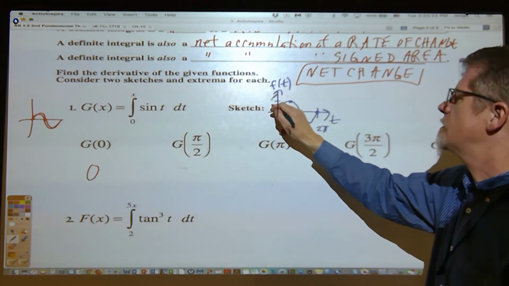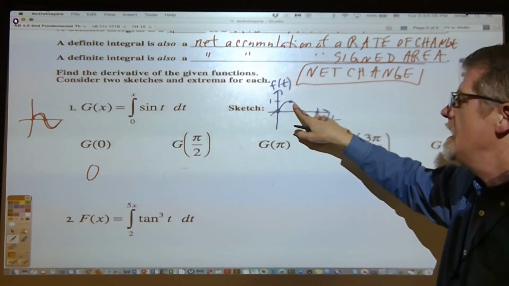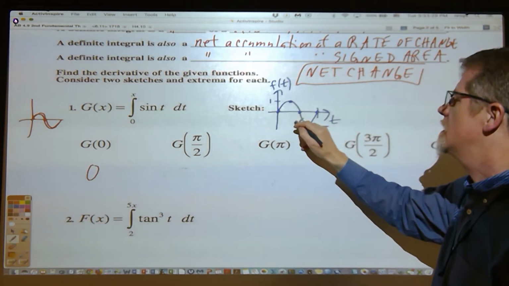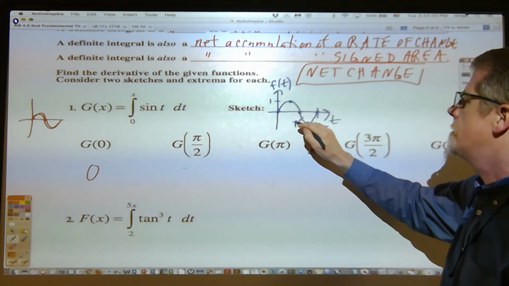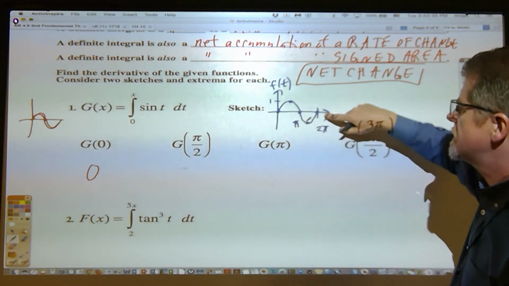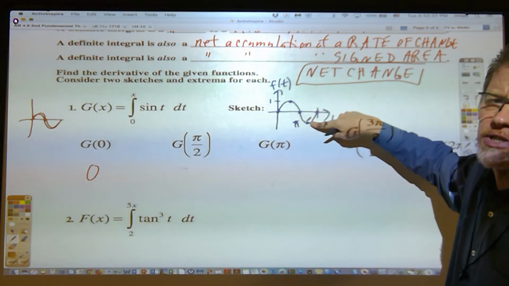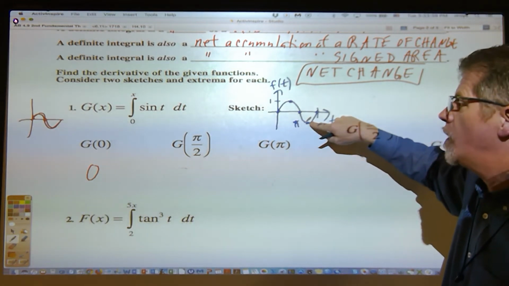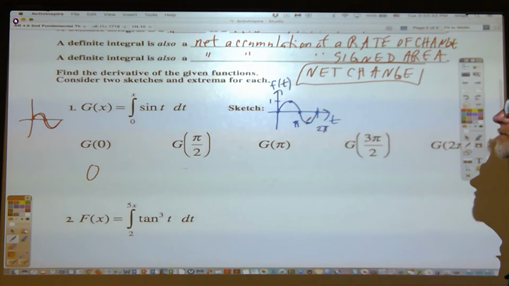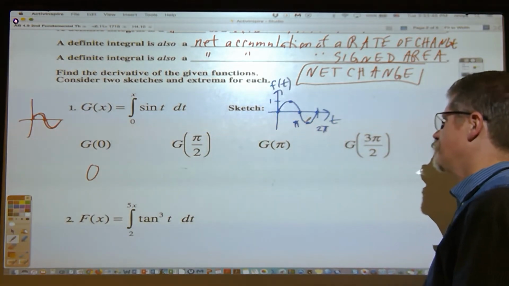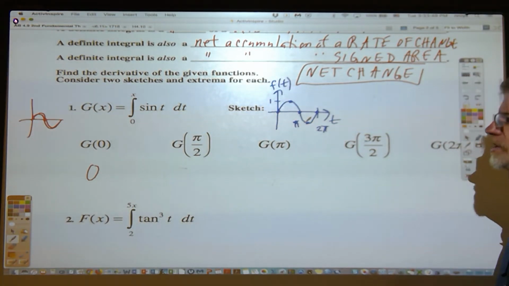It goes up to a maximum of 1 inch per hour. At time pi o'clock, we're down to 0 inches per hour, after which, by the time we get to 3 pi o'clock, snow is melting at a rate of 1 inch per hour, and at 2 pi o'clock, snow is neither accumulating nor melting. So g of 0 is 0.